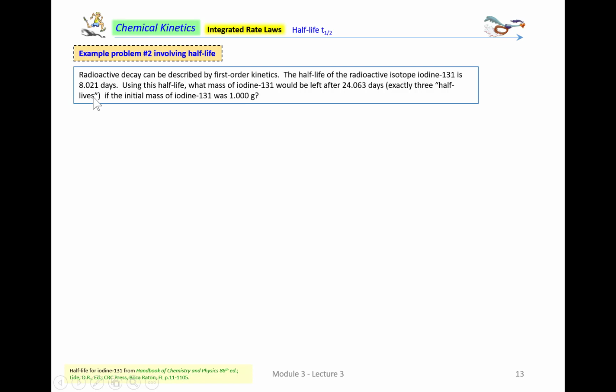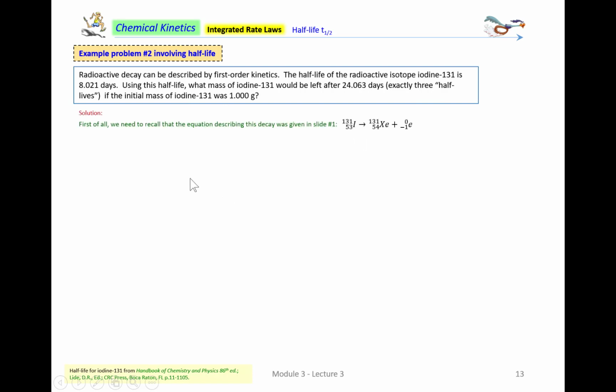3 times 8.021. If the initial mass of iodine-131 was a gram. So we're asking, if you start out with 1 gram of iodine-131, how much is left after 24.063 days, which turns out to be exactly 3 half-lives?